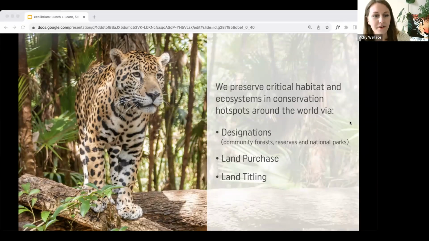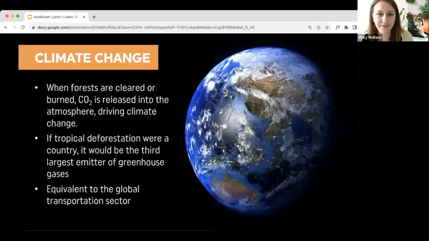So protecting rainforests is one of the most urgent and effective things that we can do to fight climate change and also to preserve biodiversity. So on my next slide, I've got some fast facts for you as to why protecting rainforests is so important for the climate. I can't see my next slide yet. There we go, a little delay there.